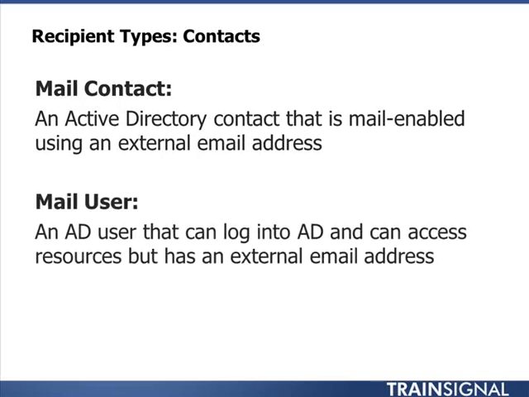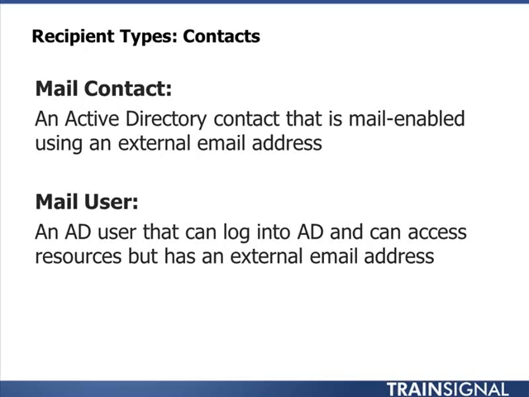A mail user is an Active Directory user account that can log into Active Directory and can be assigned permissions to access resources, but instead of having a local mailbox in the Exchange organization, they have an external email address. So they're still an Active Directory user, they still have all of the benefits of that, but they're not using a mailbox within your Exchange environment. So they might have, again, a yahoo.com, a hotmail.com, whatever's the case. And so their mailbox is taken care of by someone else.